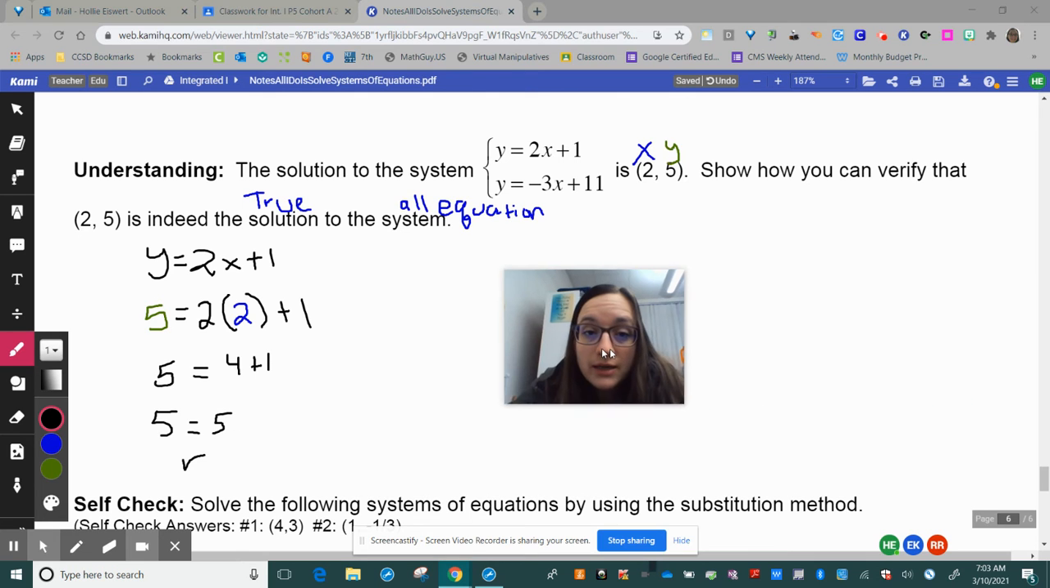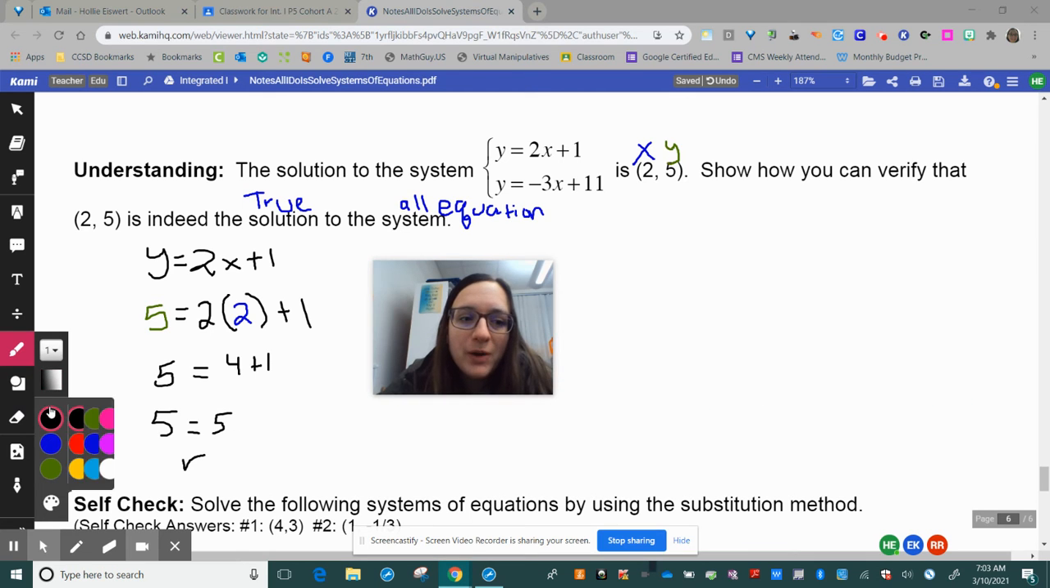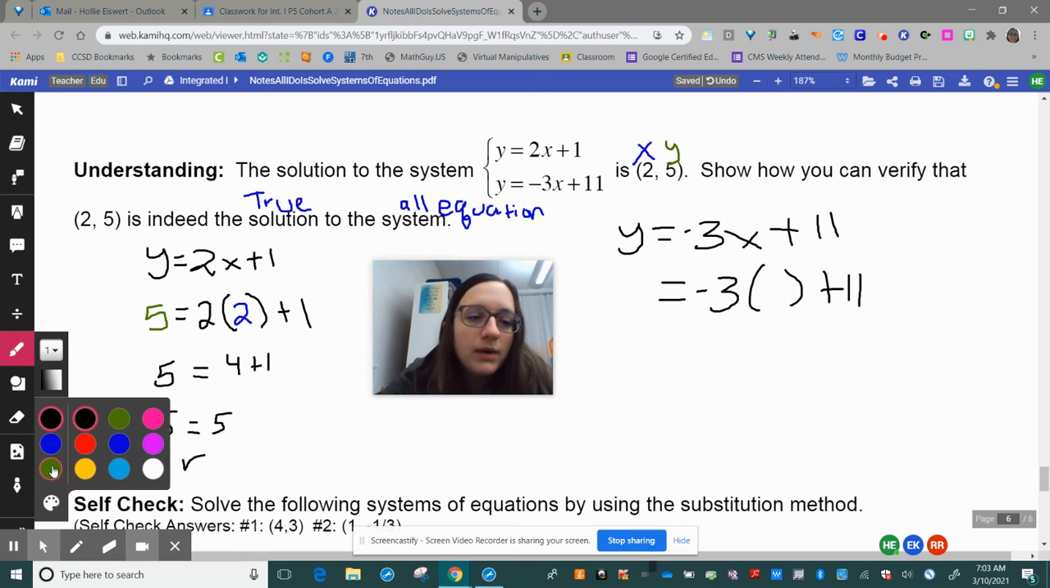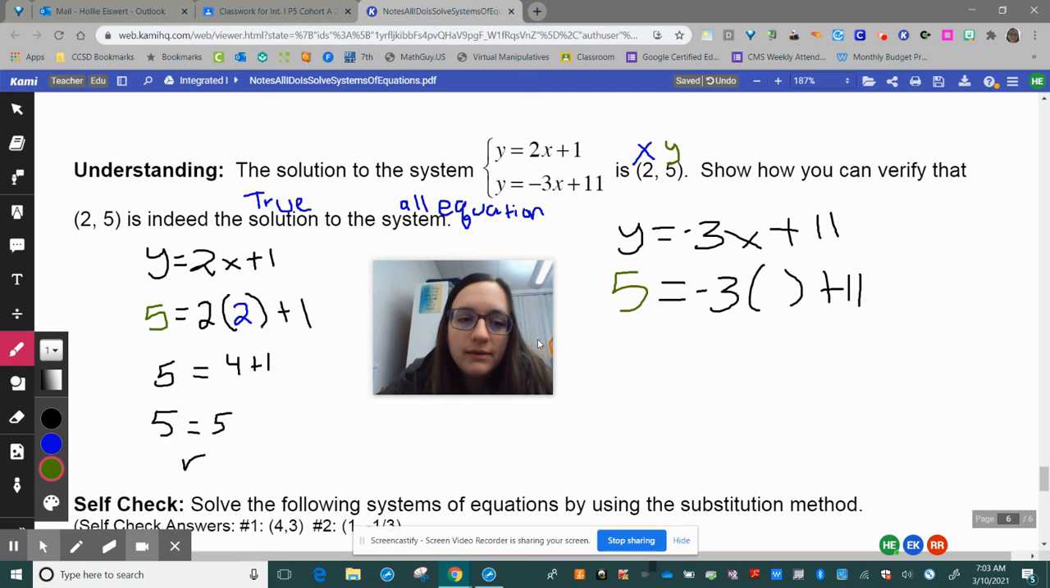In order for it to be a solution to the system, it needs to work for both. Here we go. Let's get our second one here. So we have our y equals negative 3x plus 11. I'm going to set it up here for substitution so I can color code. My y is 5. My x is 2. And here we go. Let us solve here.